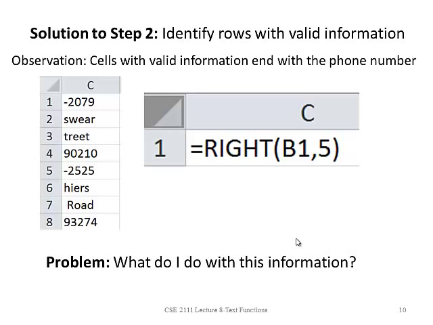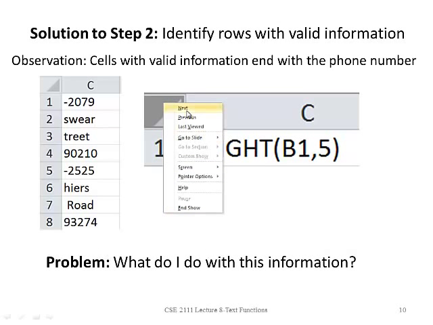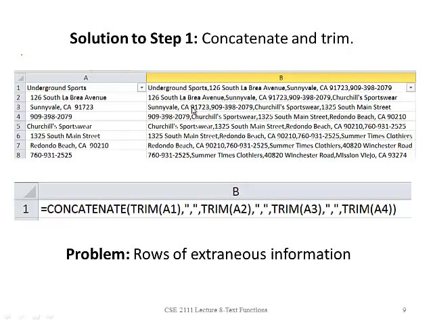Well, if I look at the information, what I noticed, and let's go back, is that the rightmost digits of all the valid records have a hyphen and then the last part of the phone number. So I know I can use that to identify my valid records.